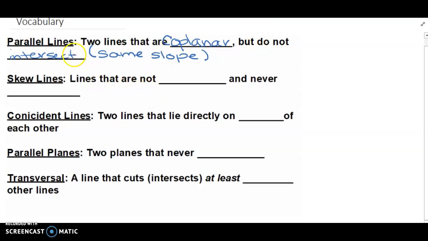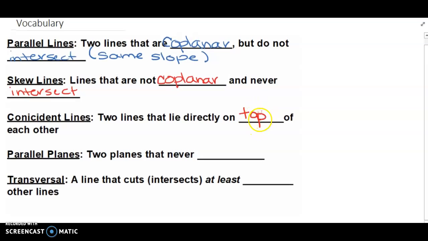Okay, skew lines, kind of like parallel lines, kind of not. They are lines that are not coplanar, so that's the difference. But they also never intersect. Okay, so the difference is that parallel lines are coplanar, skew lines are not. And we'll do some examples here in a minute where you'll be able to see the difference between them a little bit better. Coincident lines, these are two lines that lie directly on top of each other.